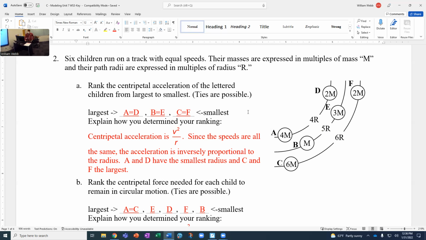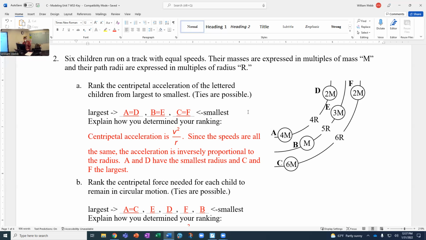So if we look at Andy, 4 mass, 4 radius, what's the ratio of mass to radius? 1. How about Danny? 1/2. So Danny is half of what Andy is. So we've got those two ranked. How about Betty or Benny or Billy, who I forget who B was? He's 1/5. So that's the smallest so far, right? How about Ernie? 3/5, so 0.6. So that's between 1 and 0.5, right? How about Cindy? 1. That's the same as Andy. So they're the top. They're tied. And then how about Frank?